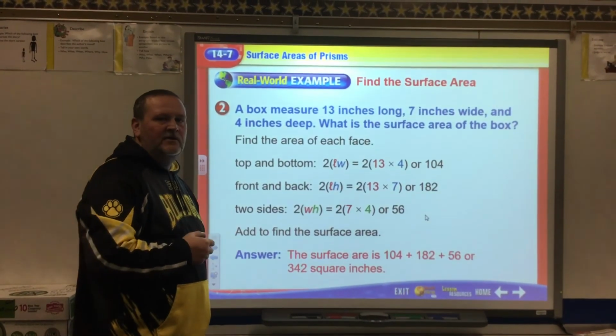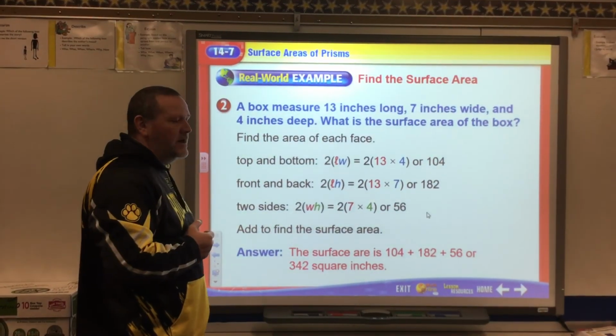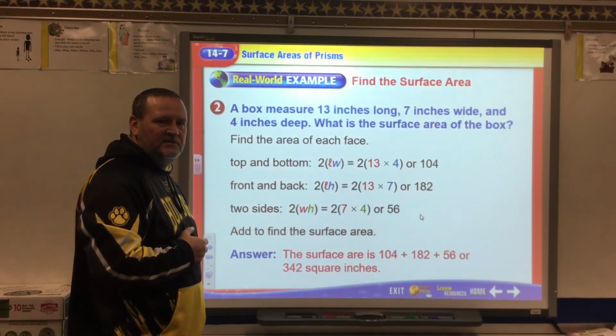Don't forget, you can use your calculator if you want to, but it's not bad practice to take some time and do some double-digit multiplication.